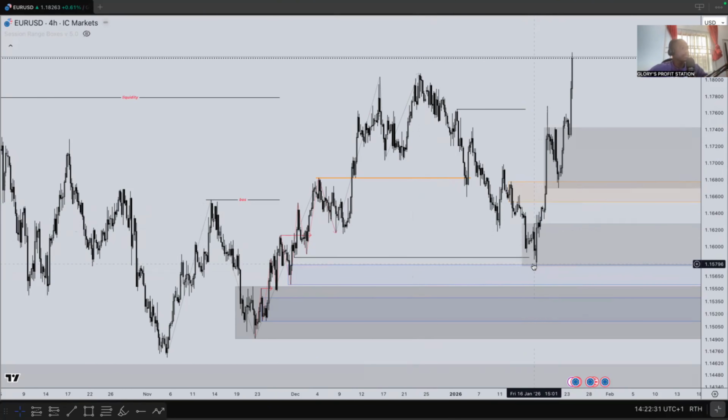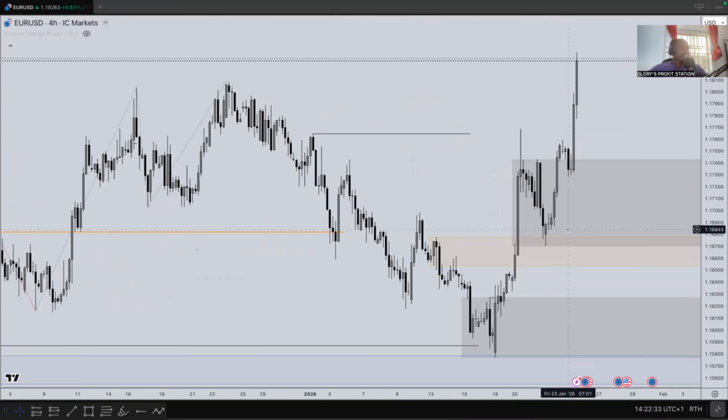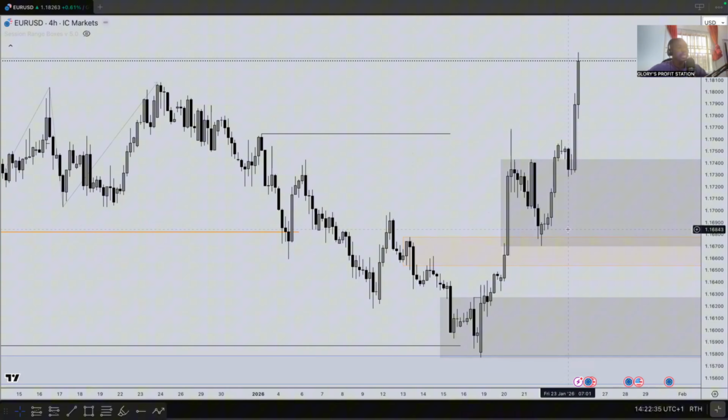Now, having reacted from this, and of course, we have seen a change of character. A lot of people missed this buy because it didn't really present at the bottom here. And of course, you can see the wave of volatility. This was massive volatility on EURUSD. EURUSD is more of a slower pair. It accumulates for a while before it expands. But this expansion was a lot faster than what we would expect from EURUSD.